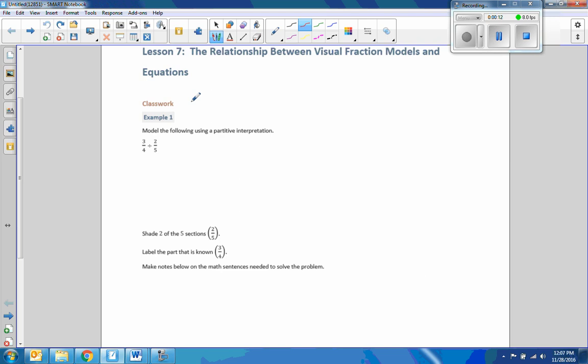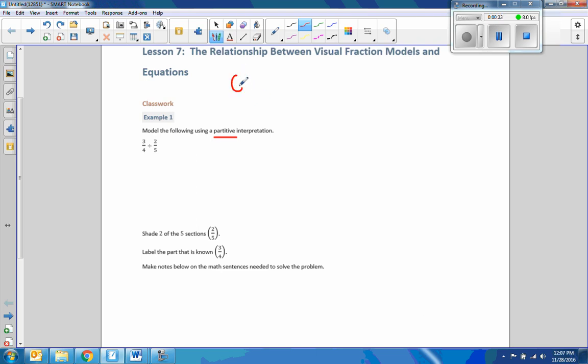Okay, Lesson 7, Relationship between Visual Fraction Models and Equations. Now, the first term that we're going to see here in this first example is what you are asked to model the following using a partitive interpretation. What that really means is interpret it in parts.